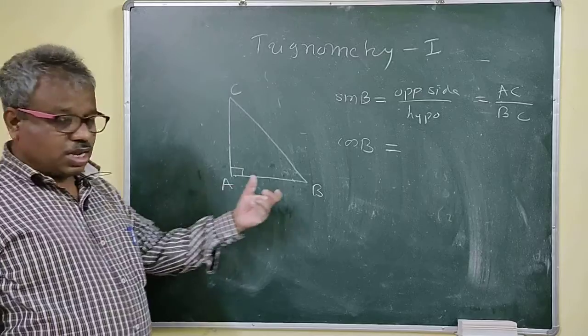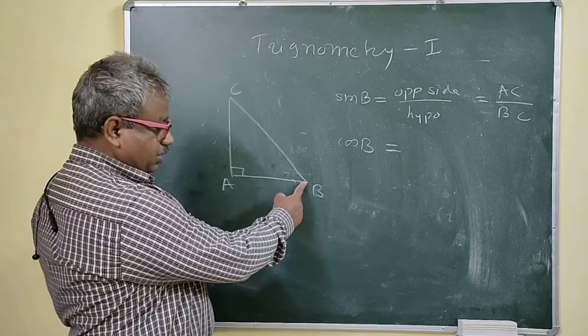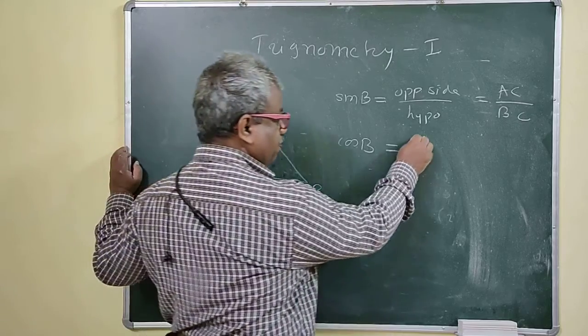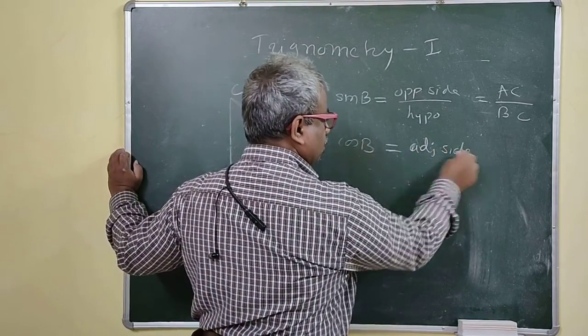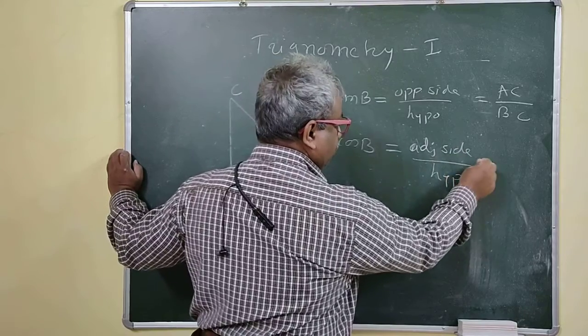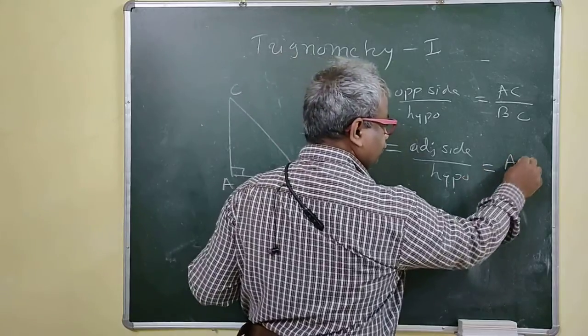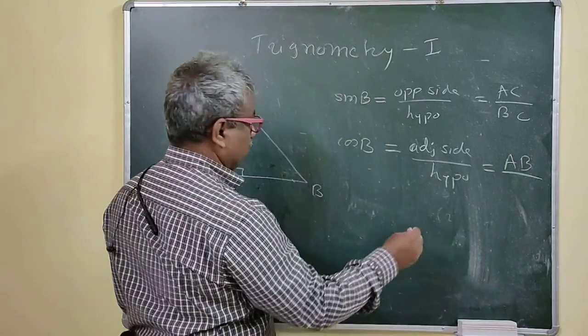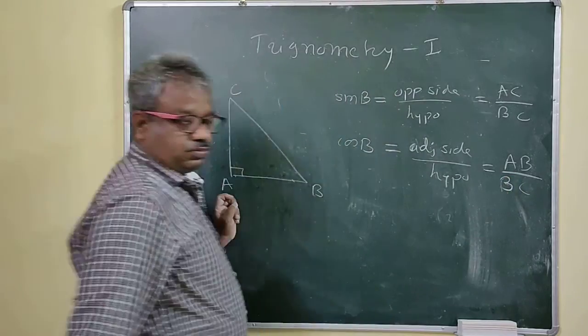Then cos B. The cos B means adjacent side of the angle B upon the hypotenuse. Your adjacent side of the angle B is AB. So this is adjacent side upon hypotenuse, right? So your adjacent side is AB, and your hypotenuse is BC or CB. Doesn't matter.